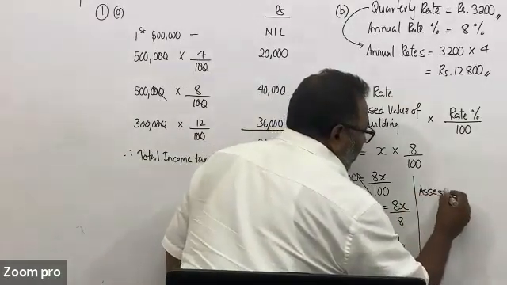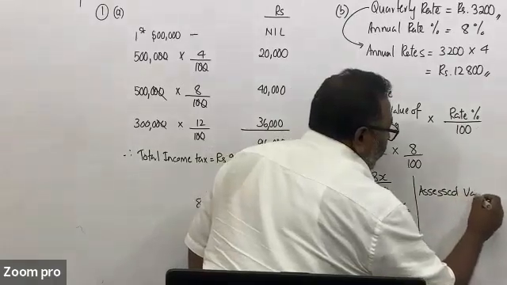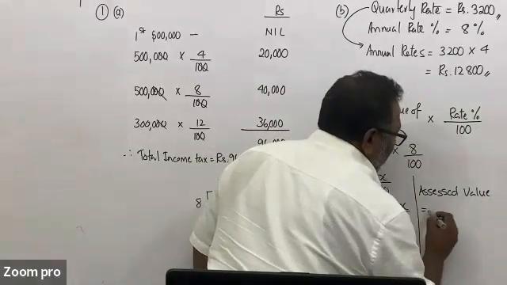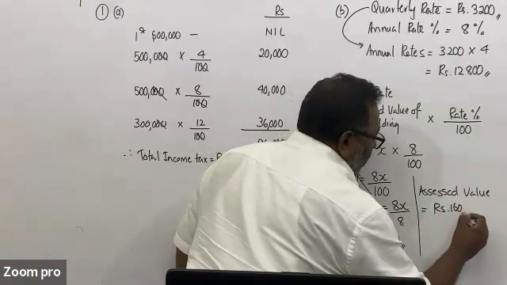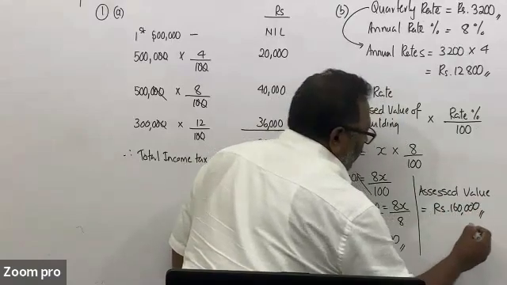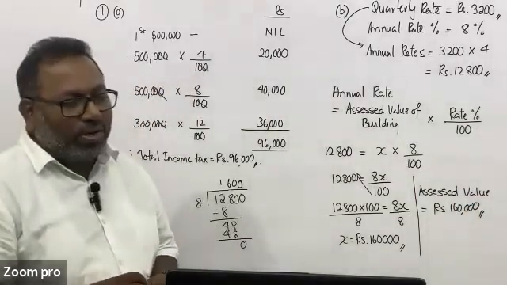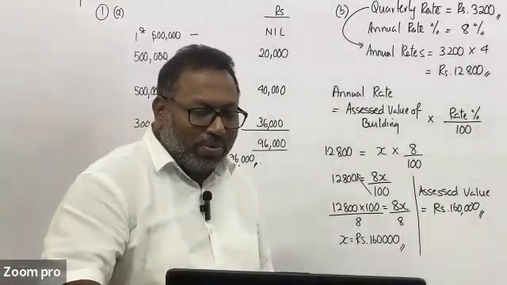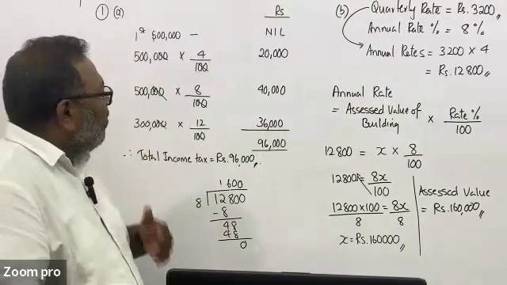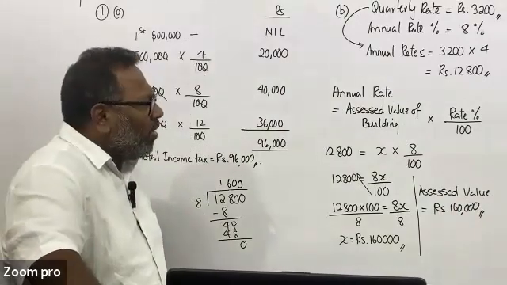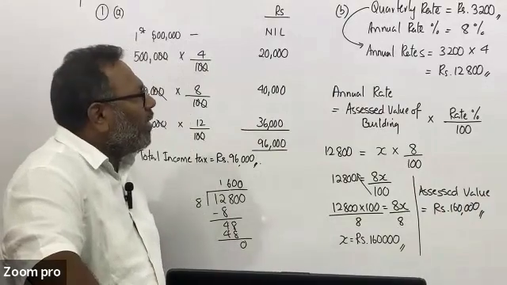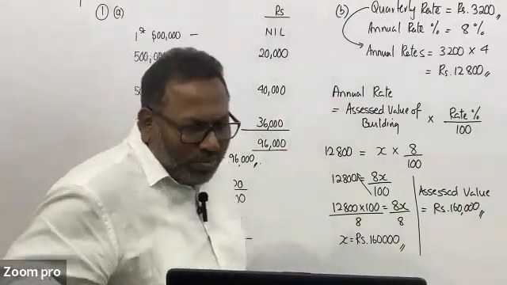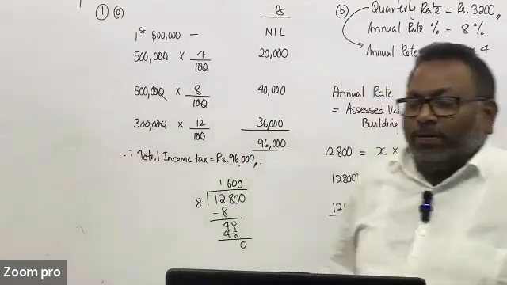Assessed value is equal to 160,000. Okay. So that is question number 1 done. Easy question, I think. Most of your questions will come something like this. I'm sure you can do well. Please take it down. I'll give you a minute to take it down.